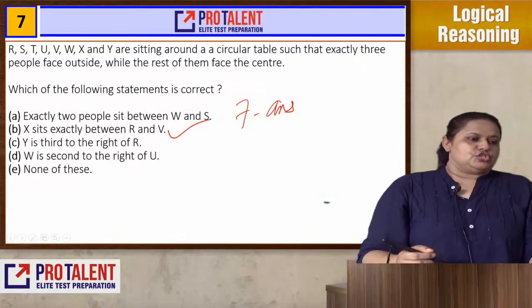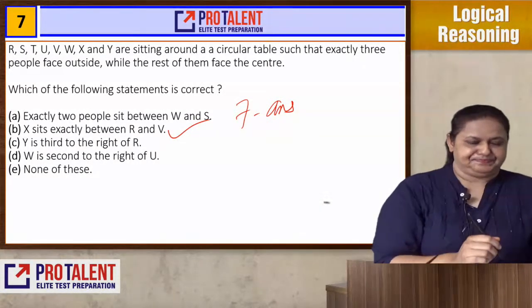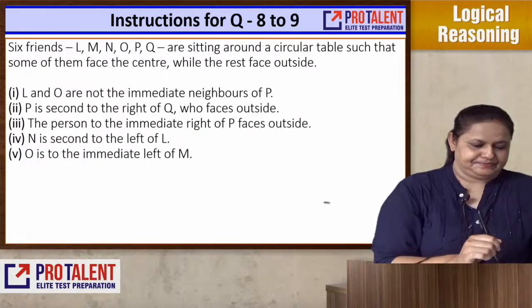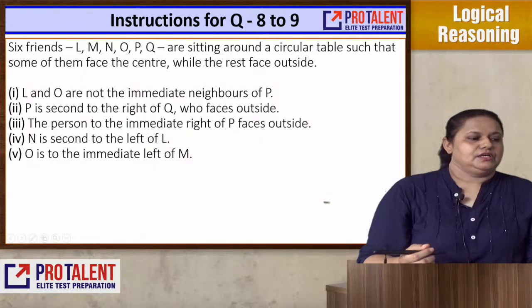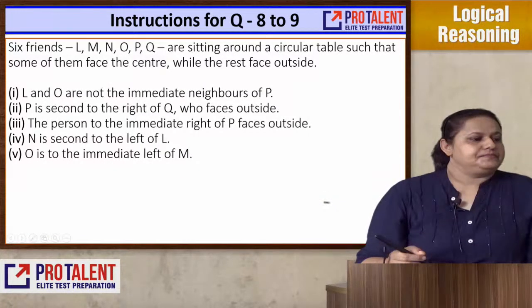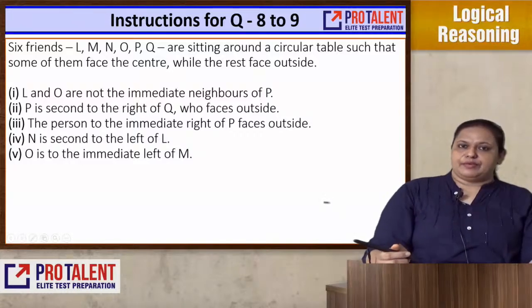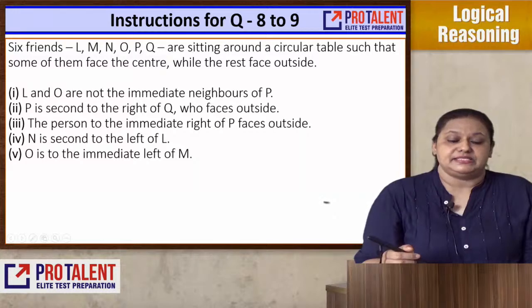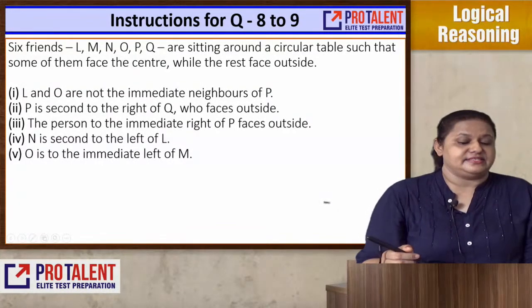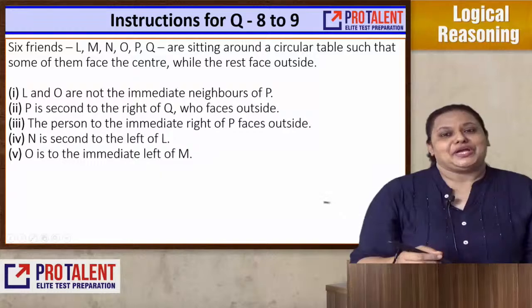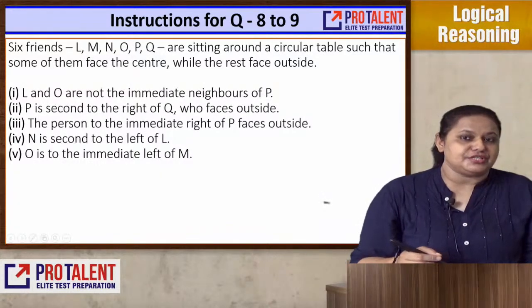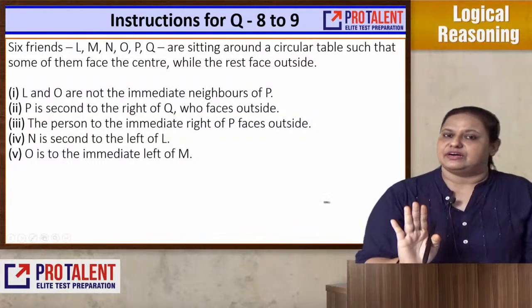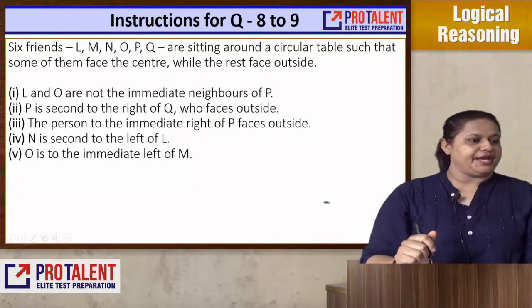Okay, fine. So let's move forward to one more set. Yes, one more set is there in front of your eyes. 6 friends L, M, N, O, P, Q are sitting around a circular table such that some of them are facing the center while the rest are facing outside. Here it is different from the previous question, because the number of people exactly facing outside and inside we have not been given.